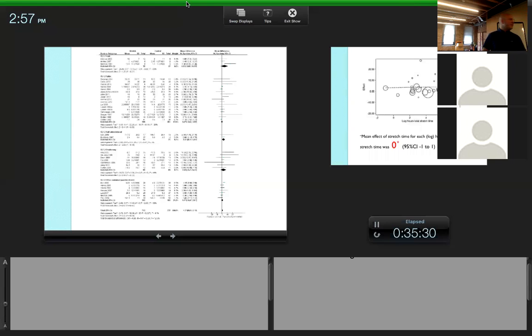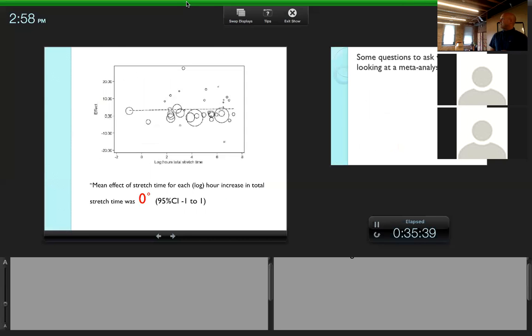So then you can say, well, maybe it's not the type of stretch, but maybe they just didn't stretch enough. Maybe it's the dose of stretch. But they did a meta-regression looking at the impact of stretch dose. And these are all the studies. The size of the blob symbolizes the weight of the study. And they did a regression of basically how much each extra log hour of stretch time in this trial affected the outcome effect estimate. And the mean effect for each increased hour was 0, with 95% confidence intervals from -1 to 1.